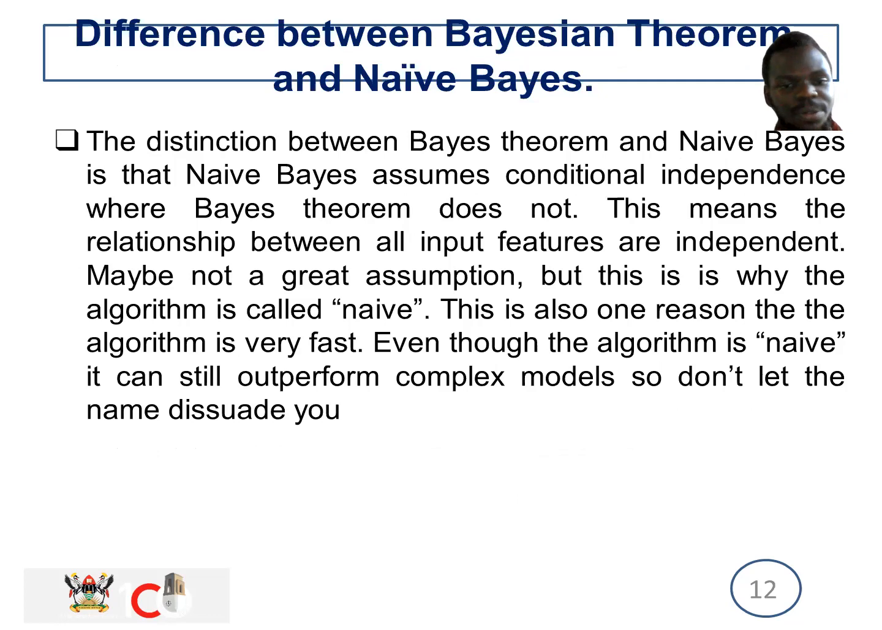The difference between Bayesian networks and Naive Bayes. The division between the two is a delicate one. Naive Bayes assumes conditional independence, whereas Bayesian networks do not. This means that the relationship between all input factors being independent may not be a general assumption, but this is why the algorithm is automated. It is also one reason that the algorithm is very fast.